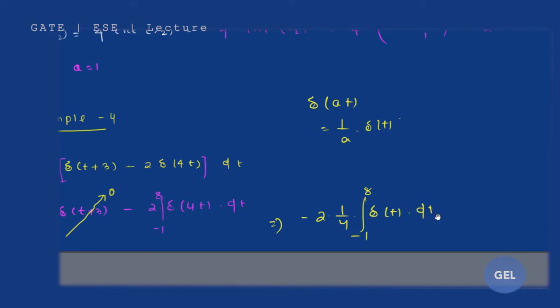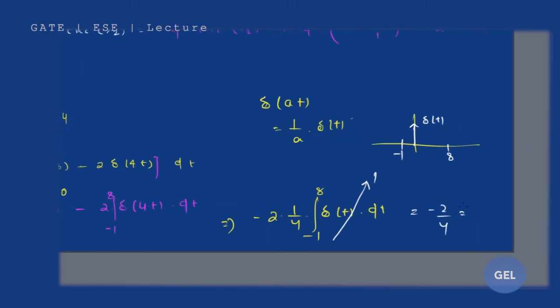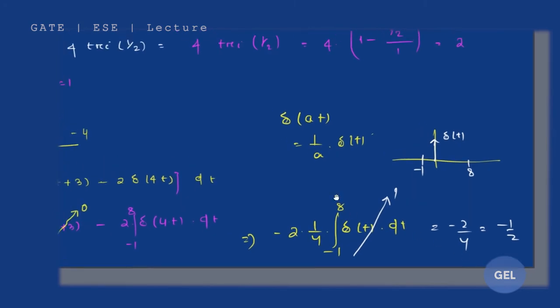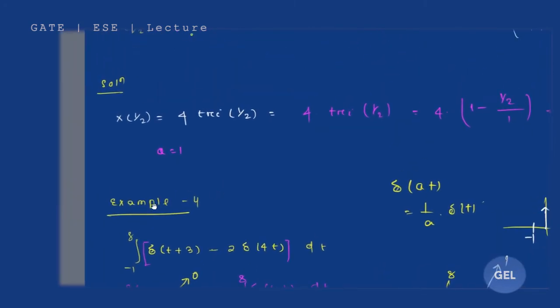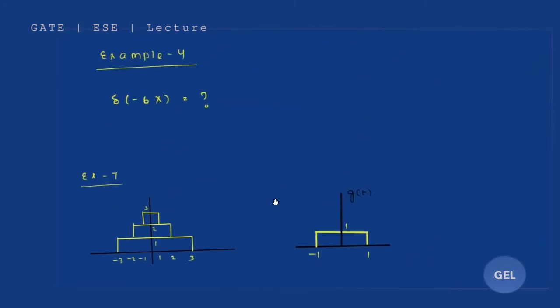So now this integration is possible because del t lies here. Del t, look here, del t lies here, and I'm taking integration from -1 to 8. So this integration is possible, and this value will give 1. So the answer will be -2 by 4, which is nothing but -1 by 2. Cool. It's a very simple question, and you're going to get this kind of small question.